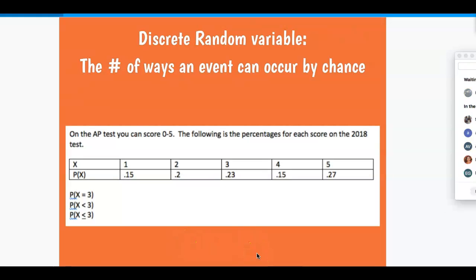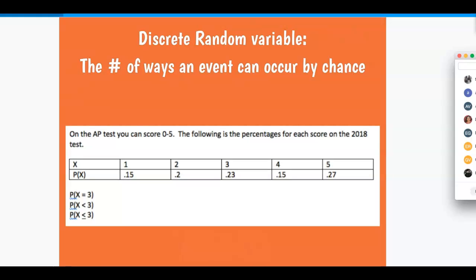All right, so we talked about discrete random variables yesterday. In a discrete random variable, you have the number of ways something happens, and you have the probability of that event happening. So here's an example. AP test scores. The probability of scoring a 1 through 5 are given.